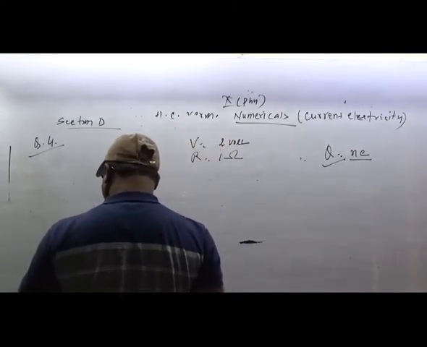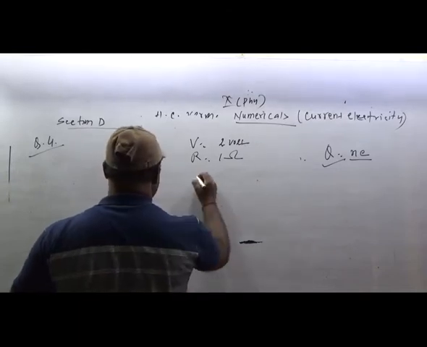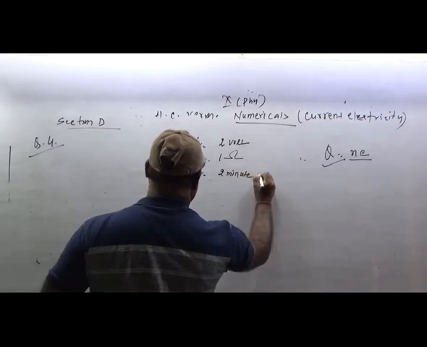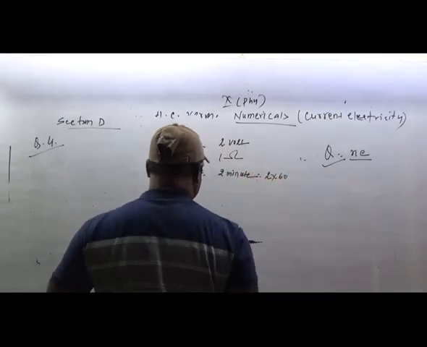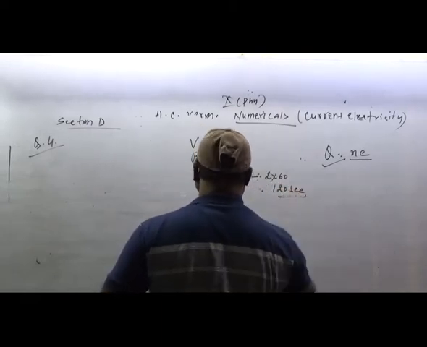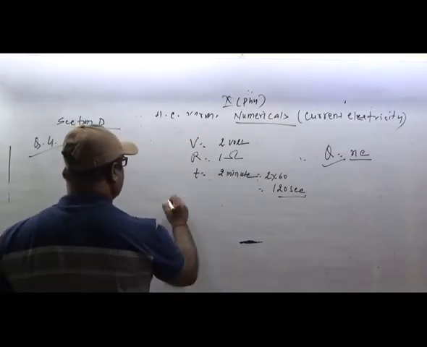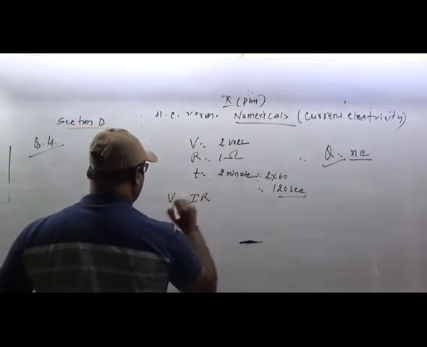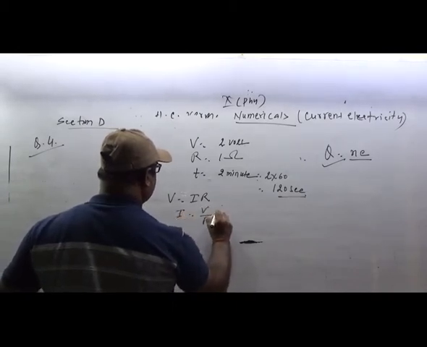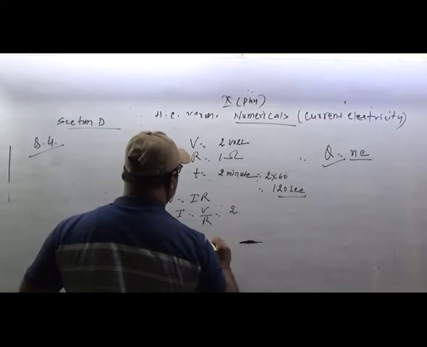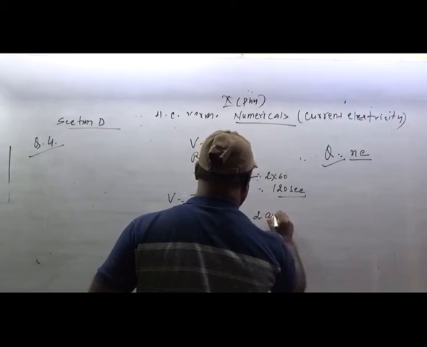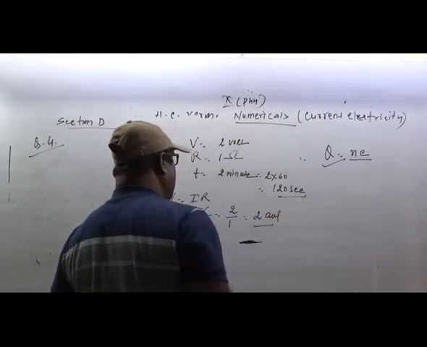How many electrons come out of the negative terminal of the cell in 2 minutes? Time is equal to 2 minutes, that is 2 into 60, 120. Now we have to apply the formula. V is equal to IR, so I is equal to E by R, which is 2 by 1. That is 2 ampere.